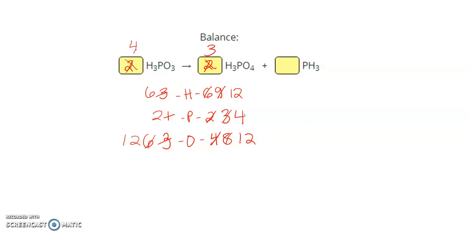When I put that 4 in front of here, that gave me 4 phosphorus. 4 times 3 gives me 12 hydrogen. 12 and 12, 4 and 4, 12 and 12. This equation is balanced. Sometimes it takes several rounds of plugging in a number, seeing if it works, and then trying something else to get to the final answer and the final balanced equation.